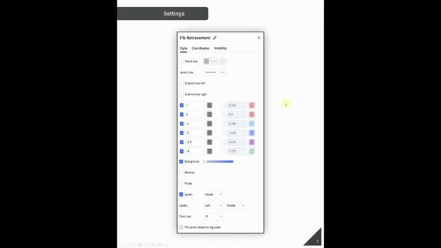So the first thing we are going to go over are the fib settings. So if you see here, we are using a fib retracement tool on TradingView. And the settings we have here are 1, 0, -1, -2, -2.5, and -4. And if you specifically want to see the color I'm using, it is right here, and my background is very transparent. I have my values on the left side in the middle with a font size of 10. So now that we have our settings, let's get into how to anchor this Fibonacci retracement tool.